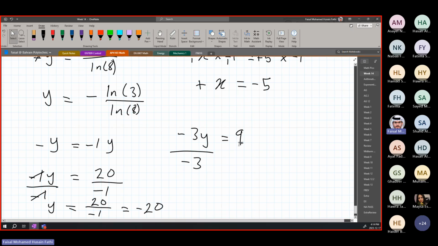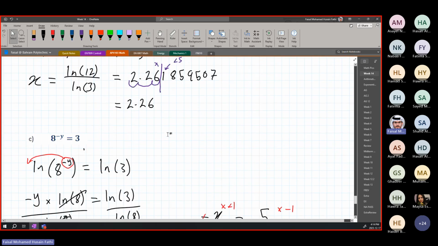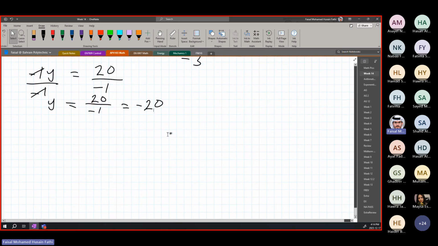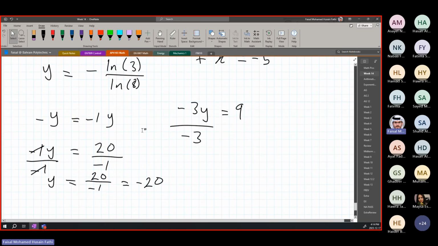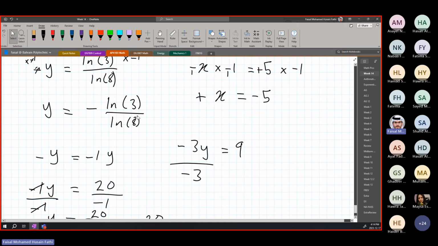All right? Now, let's move on. I didn't find the solution here. It's going to be ln 3 divided by ln 8, minus 0.528. Okay?